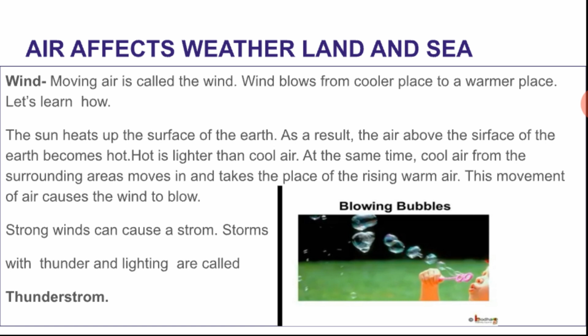So it rises. As you can see in the picture, one child is blowing bubbles. Why do the bubbles go up? Because the air which comes from your lungs is hot, and due to that hot air the bubbles go up. Hot air is lighter than cool air, and that proves it. So hot air rises up. At the same time, cool air from the surrounding areas moves in and takes the place of the rising warm air. I have given you the example of blowing bubbles. So what happened?